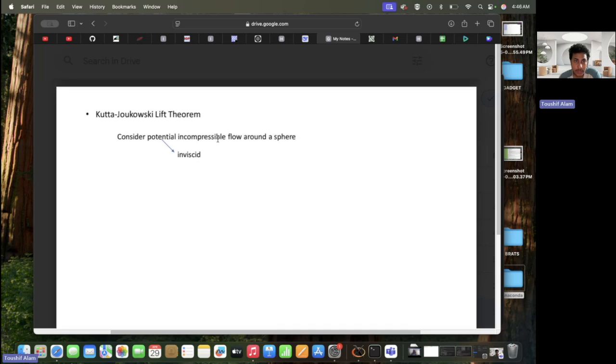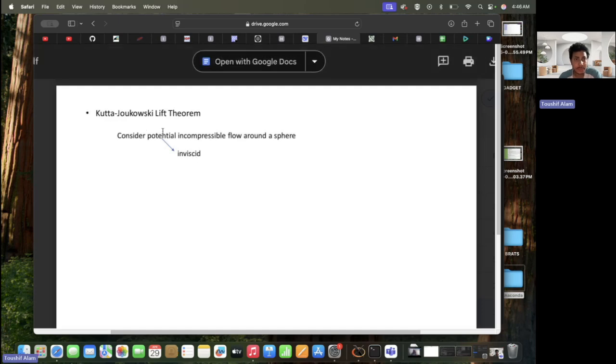So let's talk about the Kutta-Joukowski lift theorem. Consider potential incompressible flow around a sphere. This is for inviscid flows. This is called the KJ lift theorem, or the Kutta-Joukowski lift theorem.